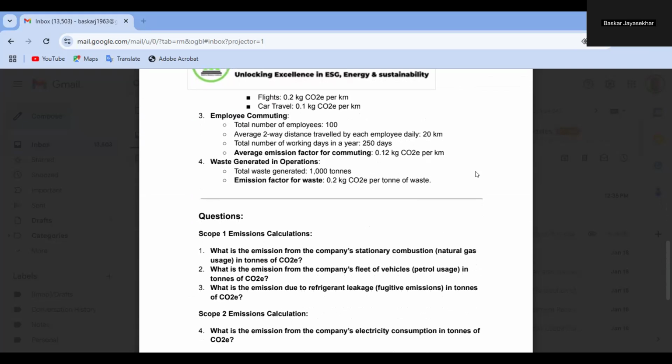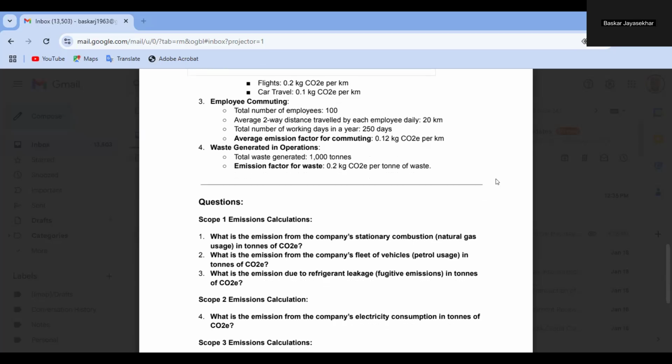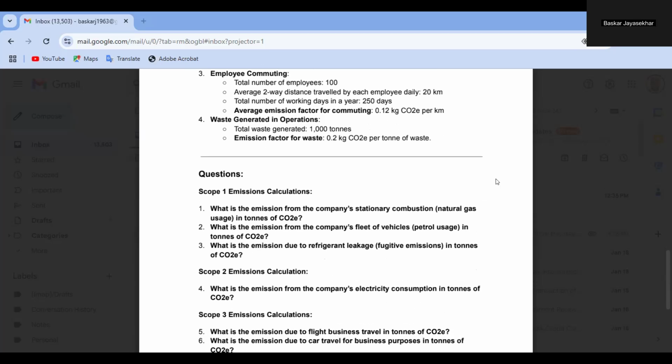Employee commuting: the total number of employees is 100. Average two-way distance traveled by each employee daily is 20 kilometers. Total number of working days in a year is about 250. Average emission factor for commuting is about 0.12 kg CO2 equivalent per kilometer.